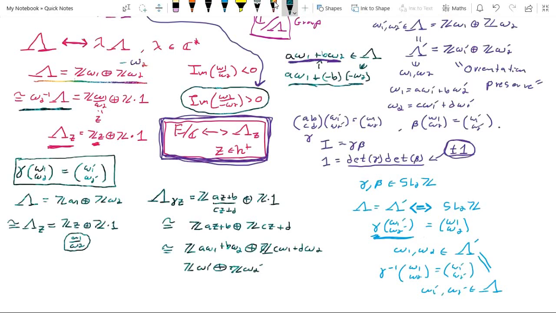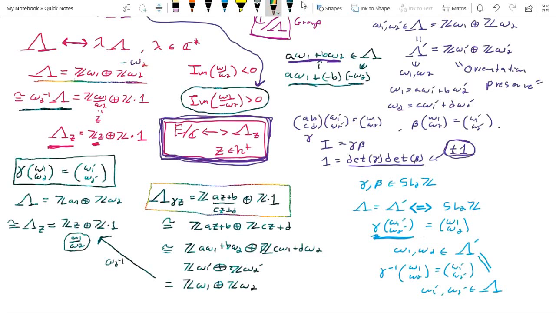But this lattice, since omega 1 prime and omega 2 prime is just a change of basis by SL2Z, is equal on the nose to the lattice spanned by omega 1 and omega 2. And finally, once more, up to equivalence of complex elliptic curves, by multiplying by omega 2 inverse, this is just the same thing as the lattice lambda sub z. What we found then is that the complex elliptic curve associated to the lattice lambda sub z is the same complex elliptic curve associated to the lattice lambda sub gamma z.